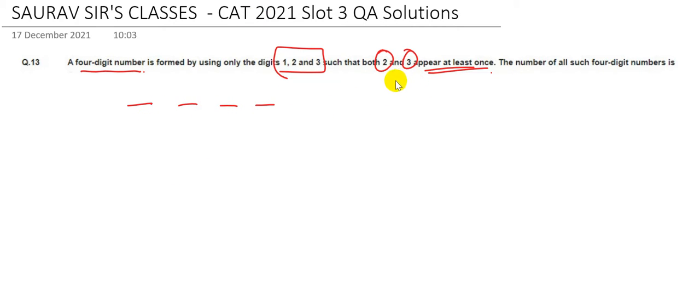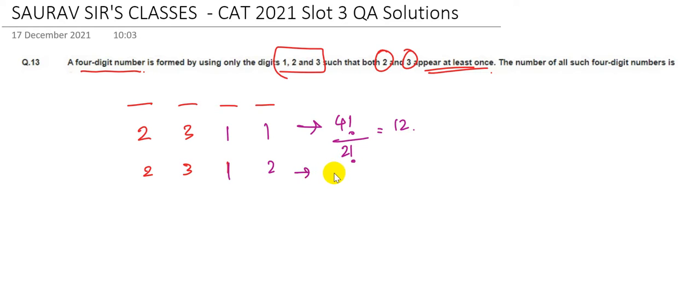According to the conditions, 2 and 3 have to appear at least once. So let's put 2 and 3 as two of my numbers. Now the other two numbers can be 1, 1. So with this combination, this can be permuted in factorial 4 by factorial 2, which is 12 ways. Then I can have 2, 3 and 1, 2, and this can be done in factorial 4 by factorial 2 ways, which is once again 12.